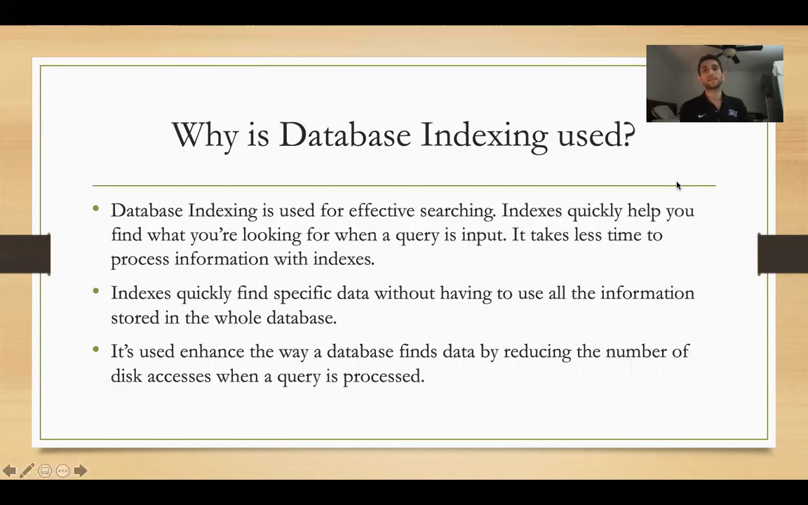So why is database indexing used? Database indexing is used for effective searching. Indexes quickly help you find what you are looking for when a query is input. So it takes less time to process information with indexes. Like I said, indexing helps take you directly to what you're looking for, helps pinpoint the database to go to a specific index to find exactly what it needs instead of going through all the data, which ultimately helps the database work a lot quicker. So whenever you put in a select query, it comes out a lot quicker when you use a database index.